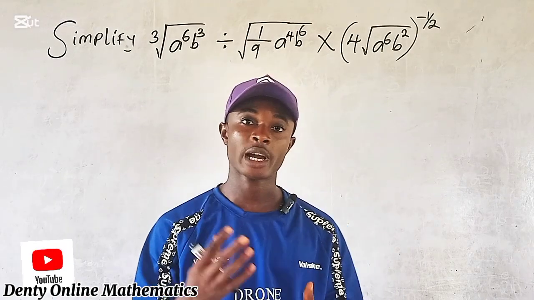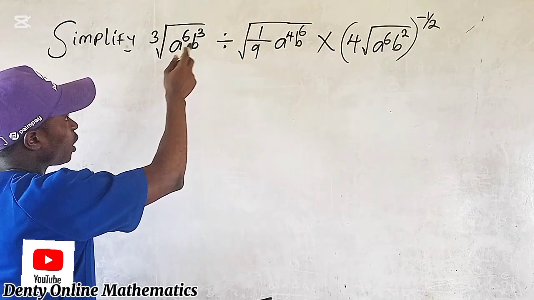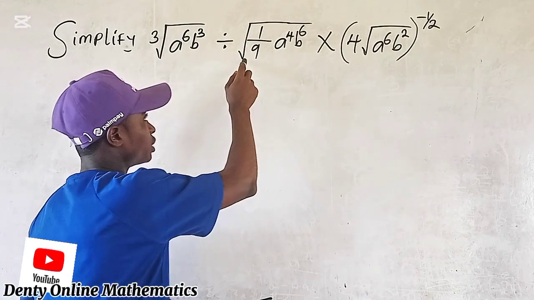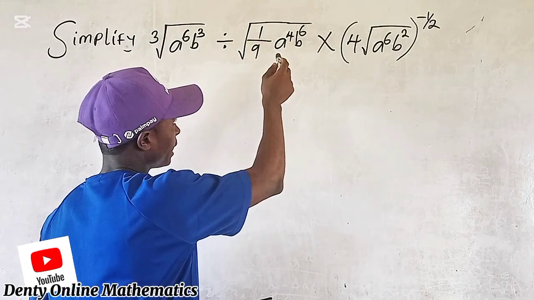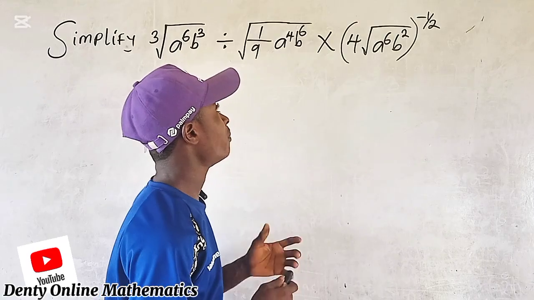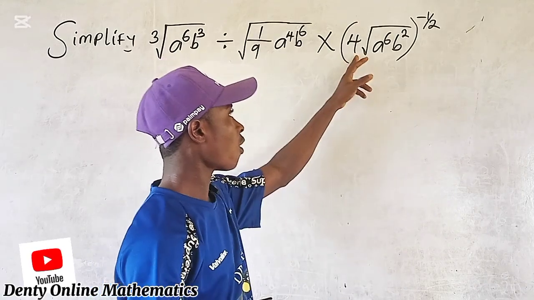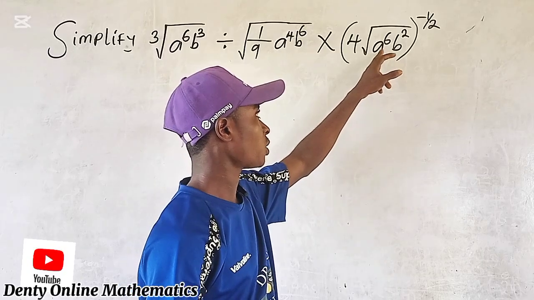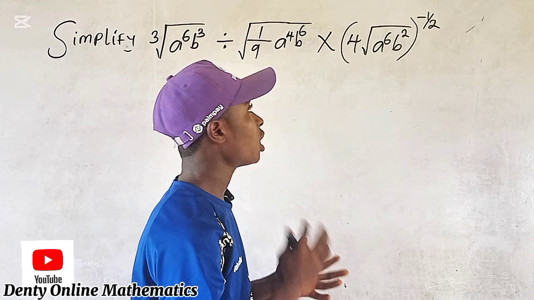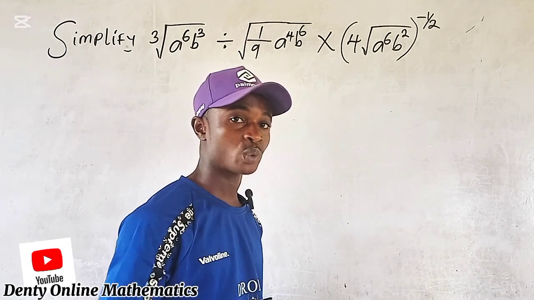Now let's look at what we have here today. We have to simplify the cube root of a raised to the power of 6 multiplied by b raised to the power of 3, divided by the square root of 1 over 9 multiplied by a raised to the power of 4 multiplied by b raised to the power of 6, and then multiplied by 4 multiplied by the square root of a raised to the power of 6 multiplied by b raised to the power of 2, all raised to the power of negative 1 over 2.